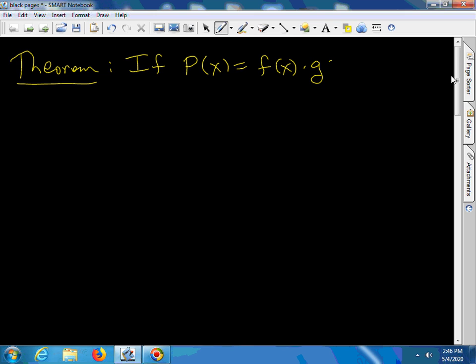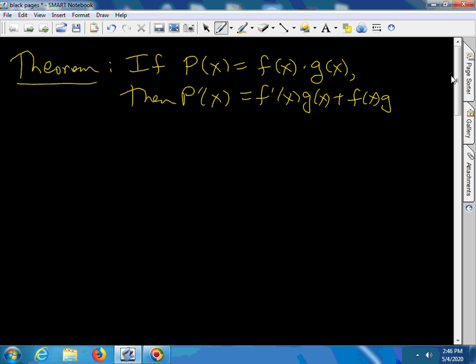We're going to prove the product rule. Product rule says if h of x is a product, now let's stay away from h, p for product. If p of x is equal to f of x times g of x, then the derivative of p is f prime of x, g of x, plus f of x, g prime of x.